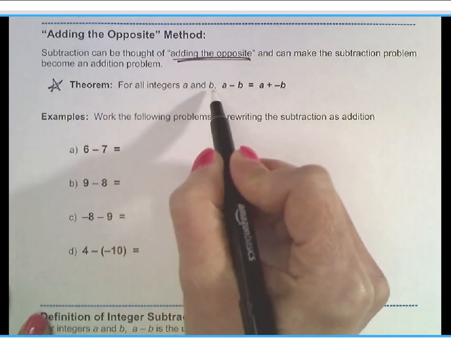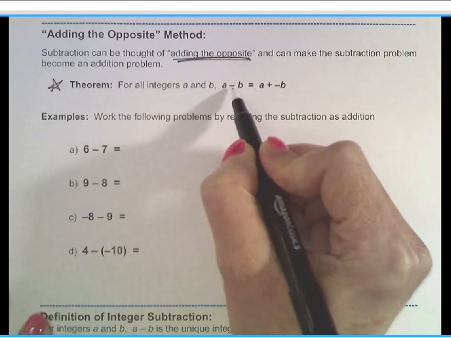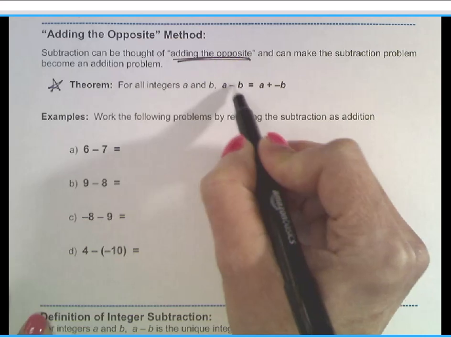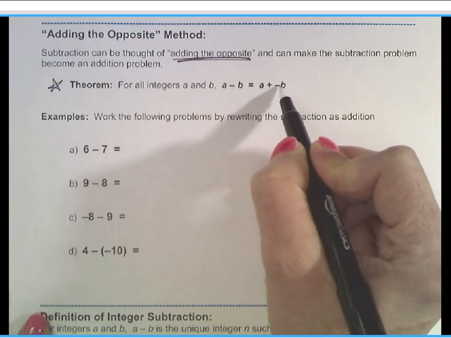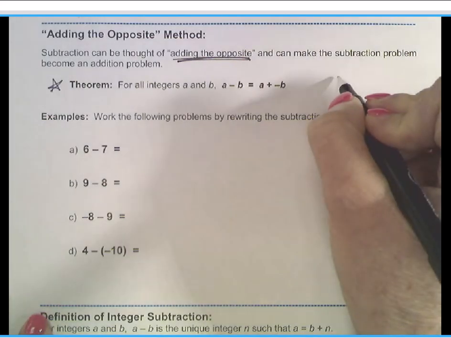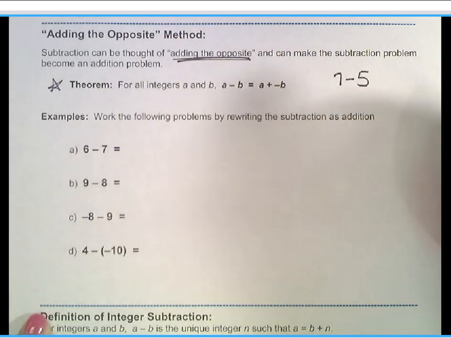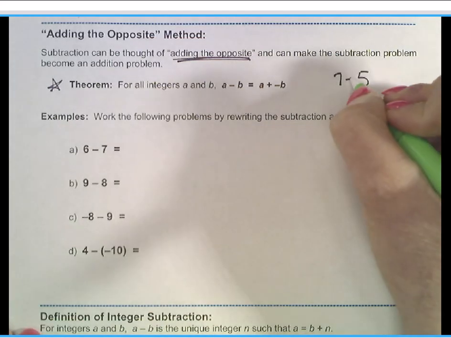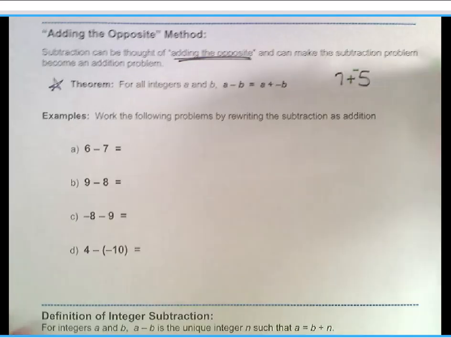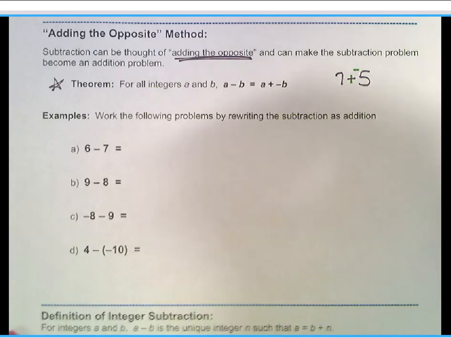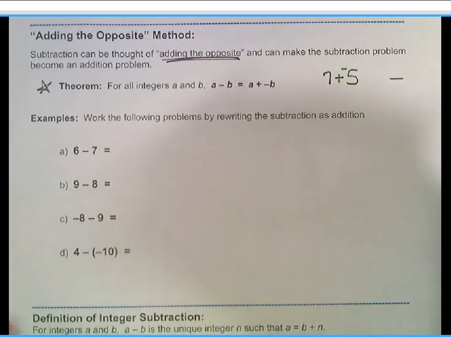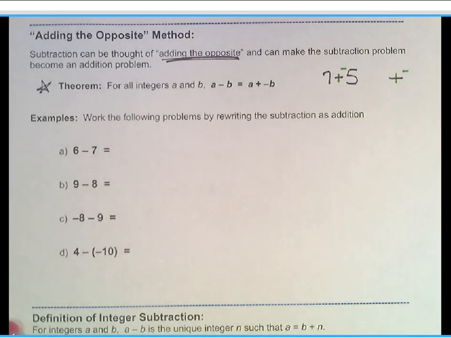For all integers a and b, if you want to do a minus b, you can change that subtraction sign into adding the opposite. So if you had 7 minus 5, you could change it into 7 plus the opposite of 5, which would be negative 5. You see what I just did there? I literally took the subtraction sign and changed it to adding the opposite. Then it becomes an addition problem, and you can use the chip model, or think about a number line in your head. But addition is inherently easier than subtraction.